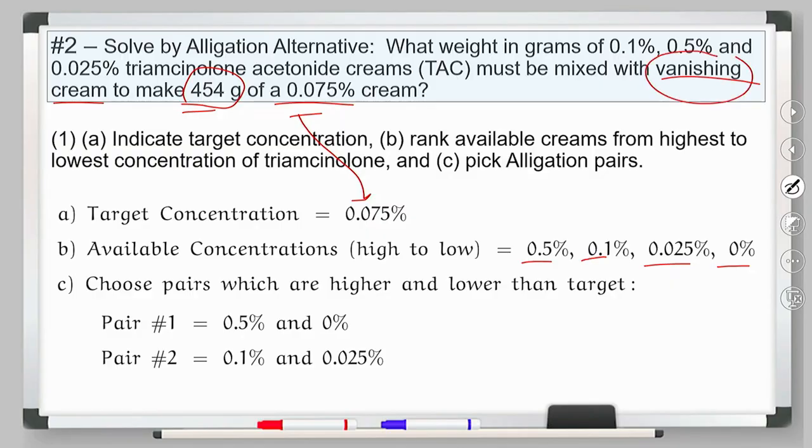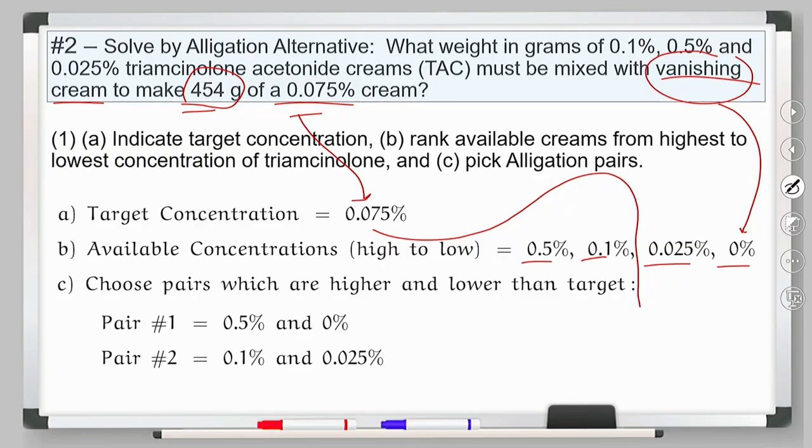The vanishing cream, remember, it's a diluent. It's a non-drug containing base. So as far as its concentration of drug in it, it's 0%. There is no drug in vanishing cream. All right? So that's my diluent. All right? So 0% drug there for the vanishing cream. There's my 3 other concentrations from highest to lowest. Now, where does my 0.075 fit? Doesn't it kind of fit in the middle here between those 2? Between those 2 on the left, 2 on the right. So I've got 2 higher and 2 lower. All right?